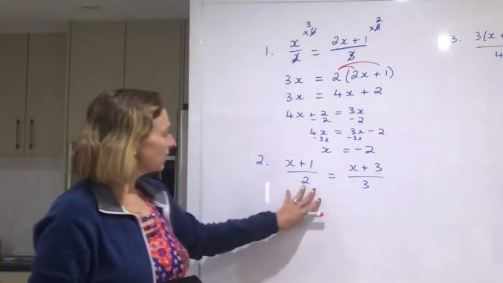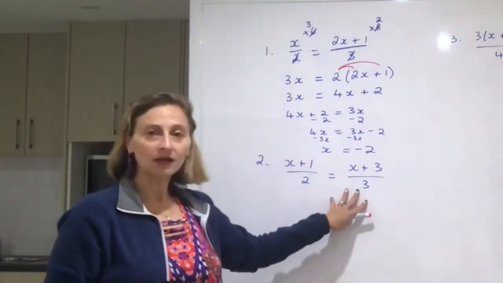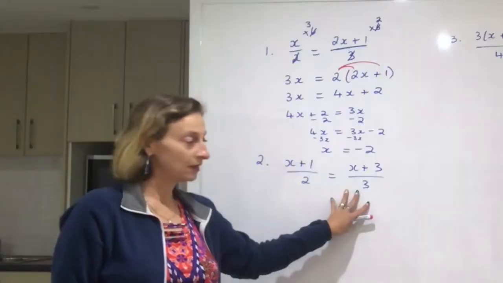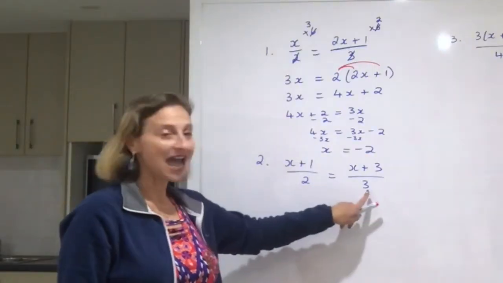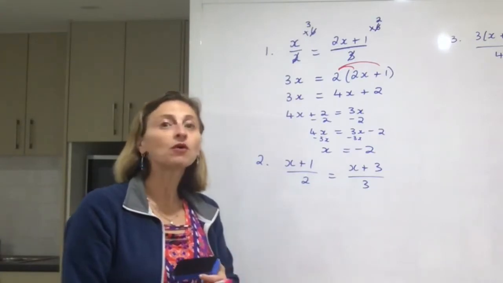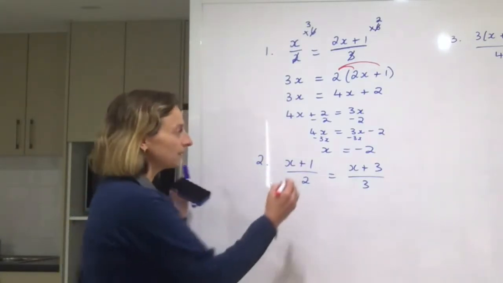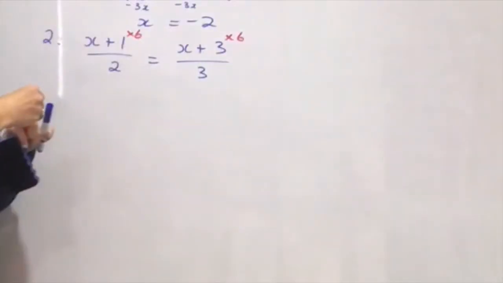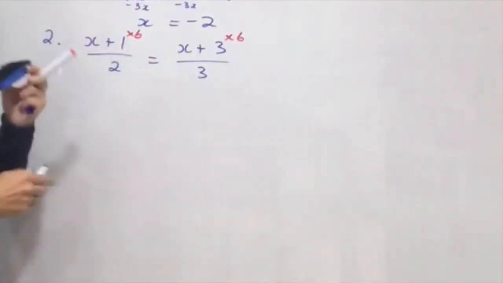Let's have a look at the next one. So we have here an equation that looks pretty horrible, but we're going to stick to our rules and get rid of the fraction first, just like it tells us to do in rule number 1. But we have a 2 and a 3. So we can't multiply by 2 or 3 alone. We need to multiply by 2 times 3, which is 6. Times both sides by 6. Then we need to cancel what's left.